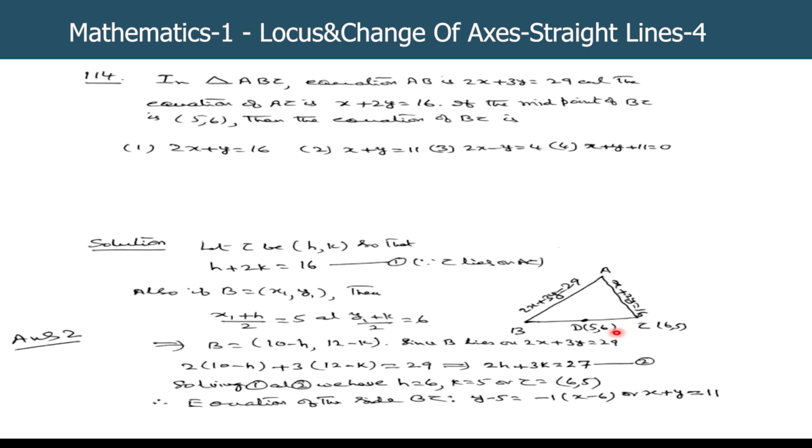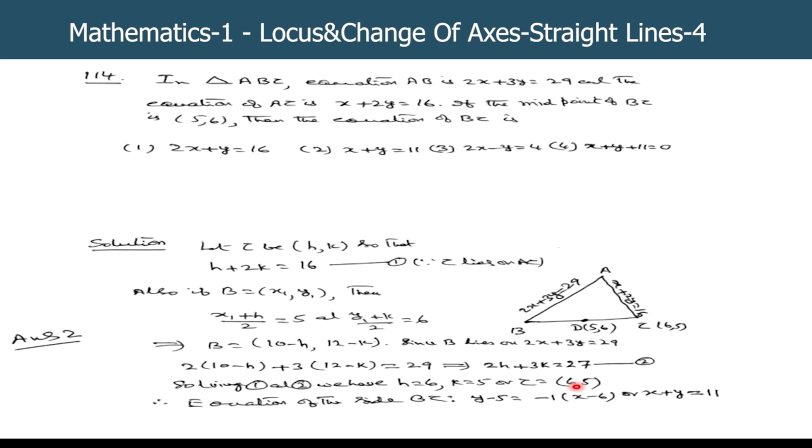Now, you solve this equation with h plus 2k equals 16. Then you will get h equal to 6 and k equal to 5, or the point C is 6 comma 5. So therefore, the equation of BC is y minus 5 equals minus 1 into (x minus 6), or x plus y equals 11.